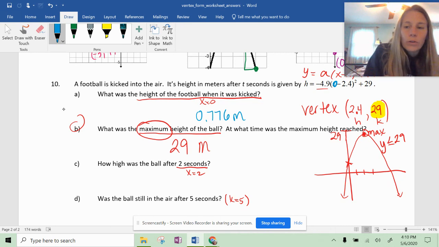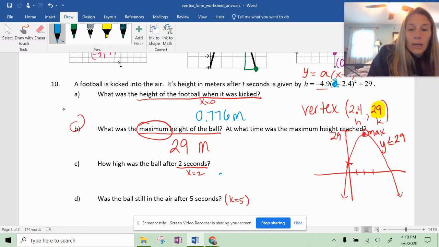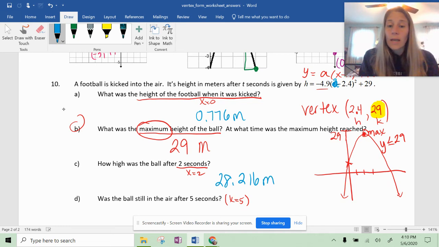Okay, how high was the ball after 2 seconds? So we would be putting a 2 in over here where that t is. So on my calculator, I'm going to do negative 4.9, parenthesis 2 minus 2.4, close the parenthesis, raise it to the second power, and then we are adding 29 to that. So after 2 seconds, it was 28.216 meters, which makes sense. It's almost at the height because the height was achieved at 2.4 seconds, which we found from the vertex.